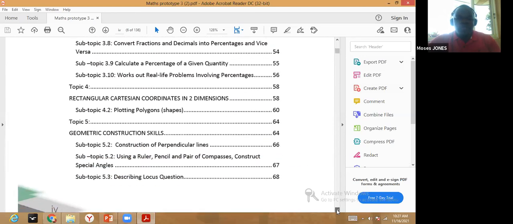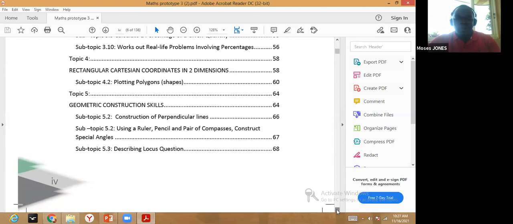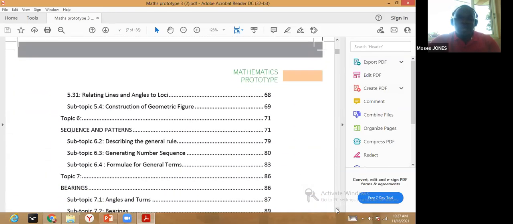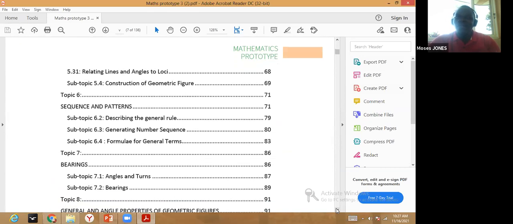So look at this, the candidates: constructing those angles, 90 degrees, 60 degrees, 30 degrees. So you see that you're going to do more construction again. Let me look at another topic here. We also have sequences and patterns. How do you generate patterns? For example, if you have one, two, three, how do you predict the next number in the sequence? That is what you're going to look at as well.